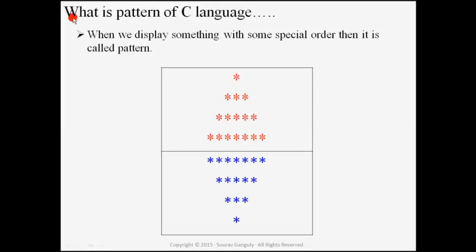Now come to the first point, what is a pattern in C language. When you display something in some special order, then it is called a pattern. That means this is a pattern, this is another pattern of C language.